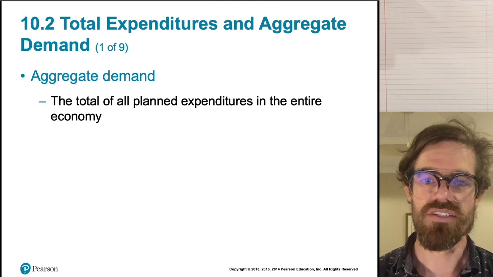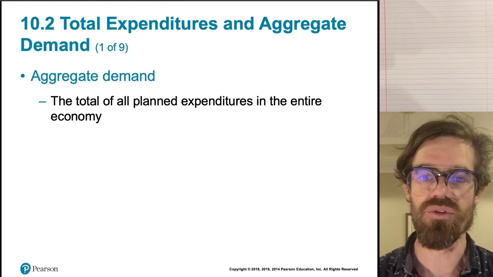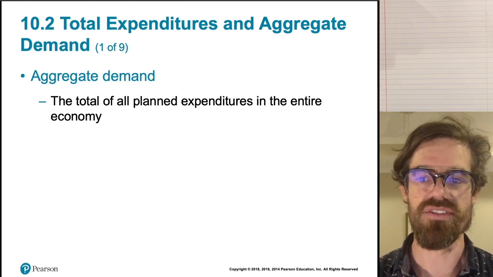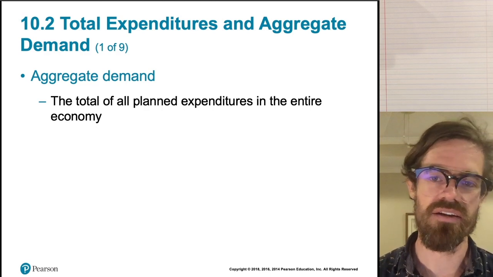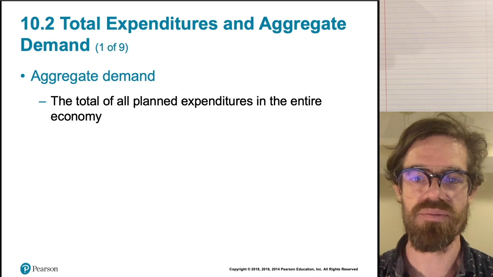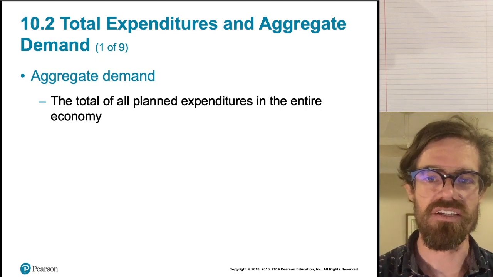Okay, in this section, we're going to talk about the other side of the model, aggregate demand. So this just means total demand for all goods and services in an economy. And it's the total planned expenditure in the economy. So with aggregate supply, we saw it was planned production. Here, aggregate demand is planned expenditure.